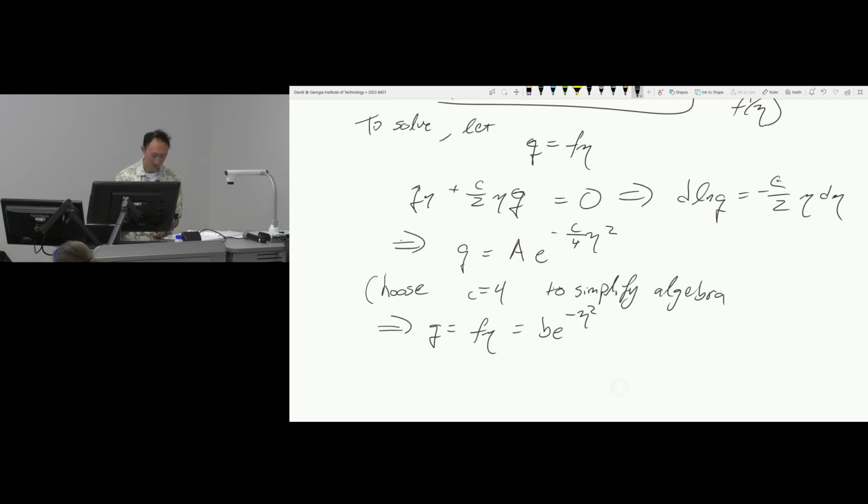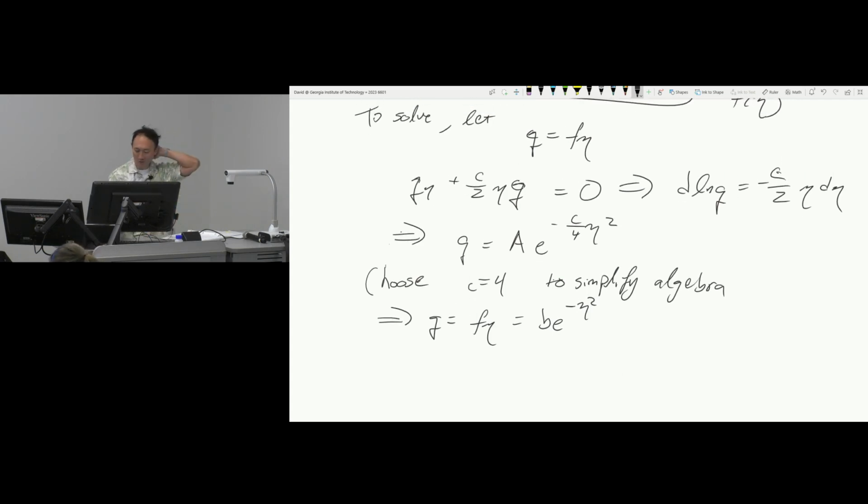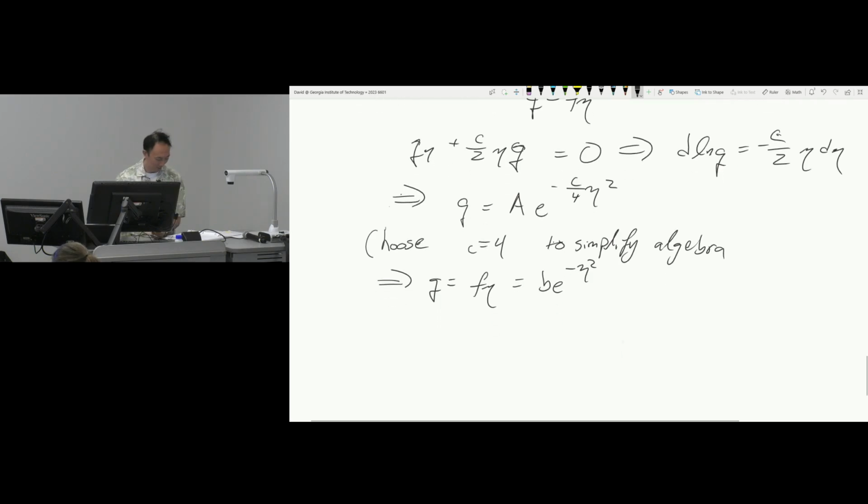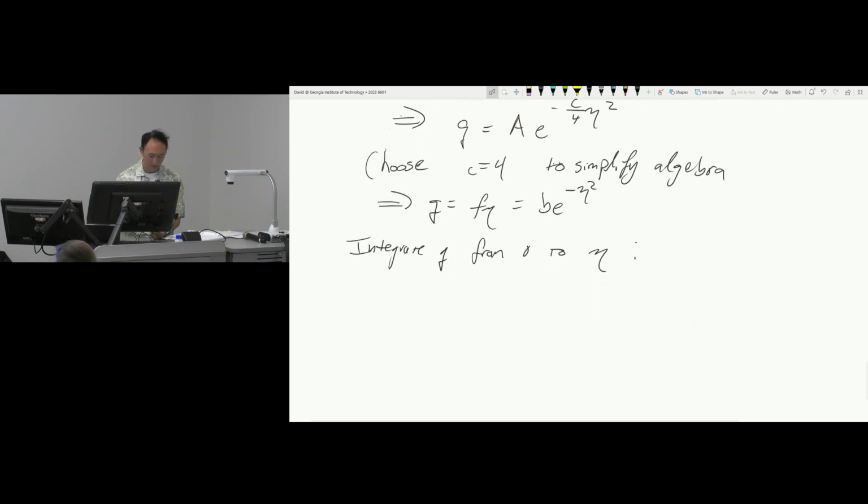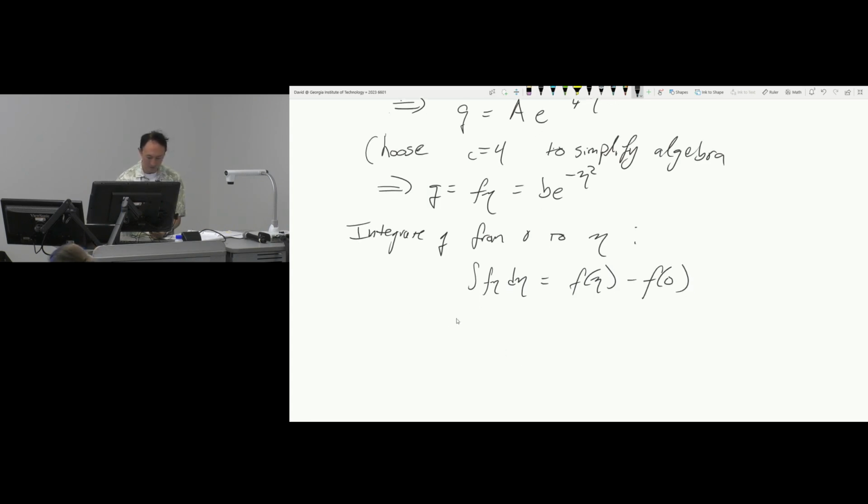All right. Now we solved for Q, but the whole problem was to solve for f. So now we got to integrate Q from 0 to eta. By the fundamental theorem of calculus, if you remember, the integral of f prime of eta d eta is equal to f of eta minus f of 0. So we got f of eta minus f of 0 is going to equal the integral of B e to the negative s squared ds.